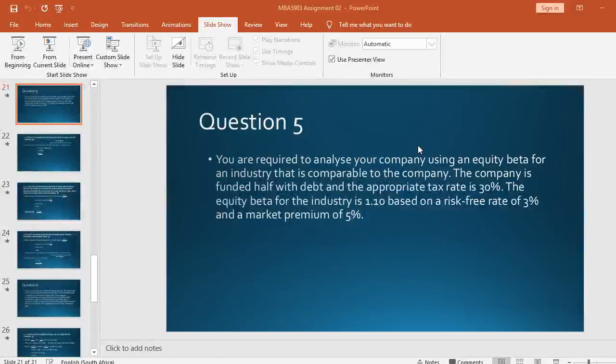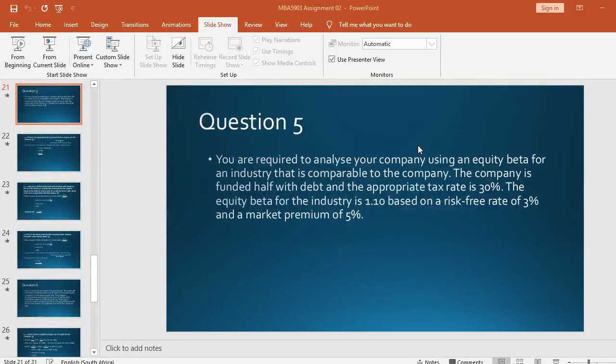Which assignment is this question for? It was assignment 2, question 5. Assignment 2, question 5. All right, so we have already done it there. It's 8.5, right? 8.5.